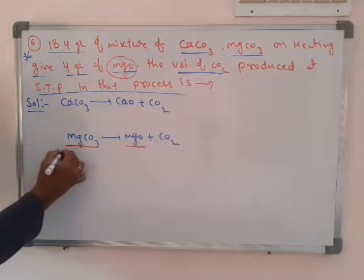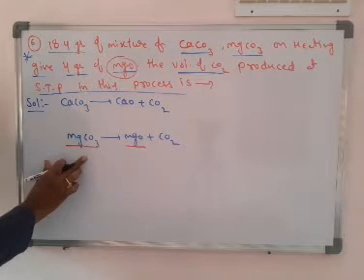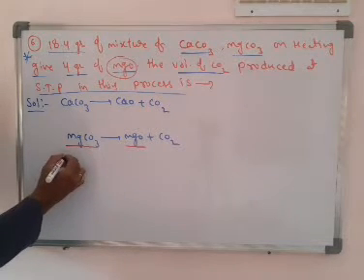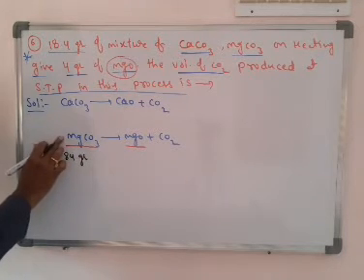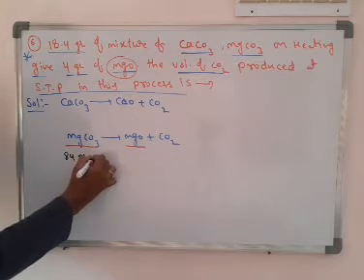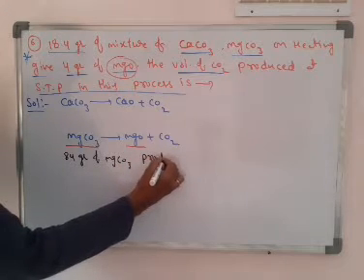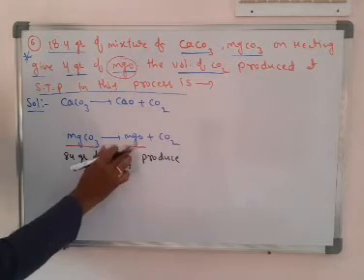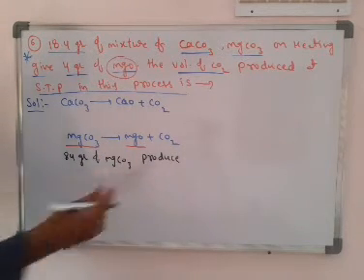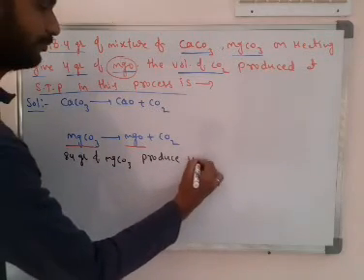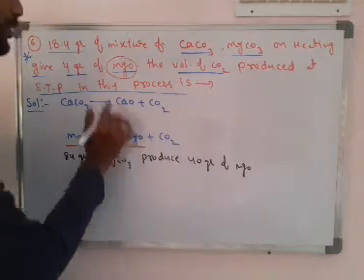So in the standard equation, in terms of grams, MgCO3 is 84 grams. So 84 grams of MgCO3 on heating produces how much MgO? Here it is 24 plus 16, that is 40 grams. So we will get 40 grams of MgO. But how much is produced in the problem?